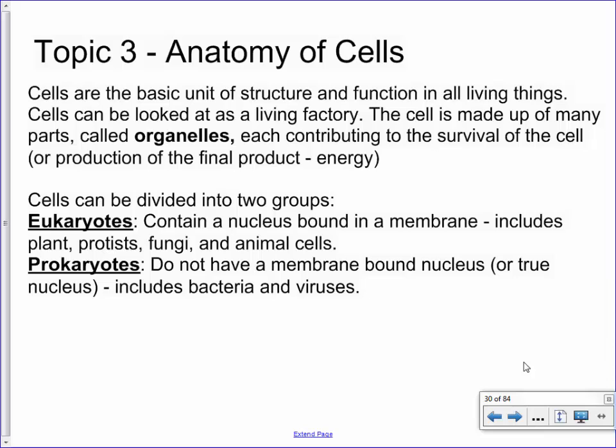Eukaryotes have a nucleus in a membrane. We'll talk more about nucleus and membranes later, but it's a type of cell that has a nucleus in a membrane, whereas the prokaryotes don't, basically. So it's like one or the other. Either you have a membrane nucleus or you don't. Probably the best way of remembering this is that most things are eukaryotic. Plants, animals, usually those have membrane-bound cells.